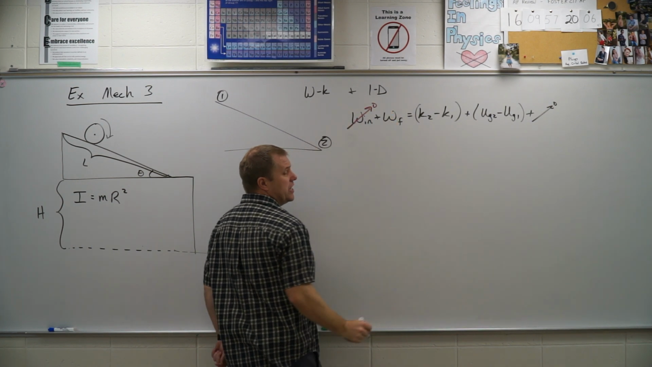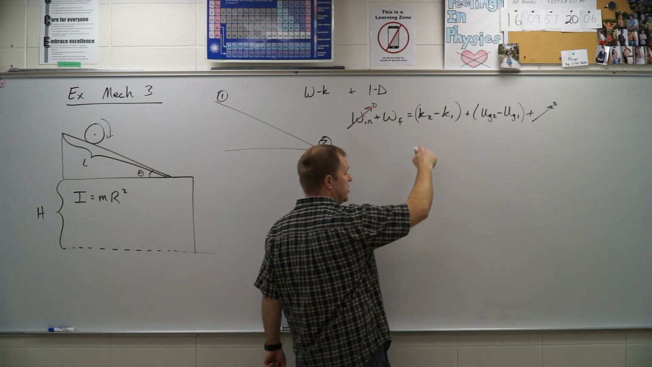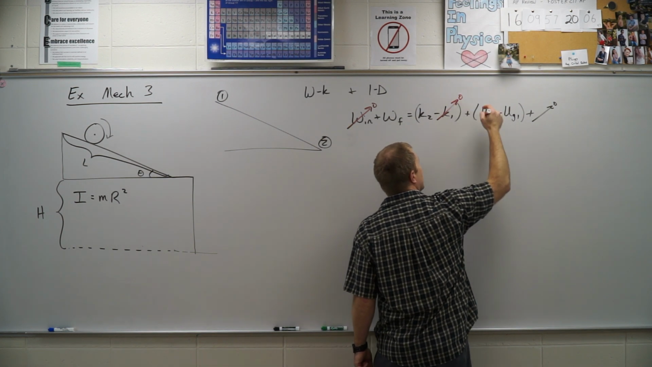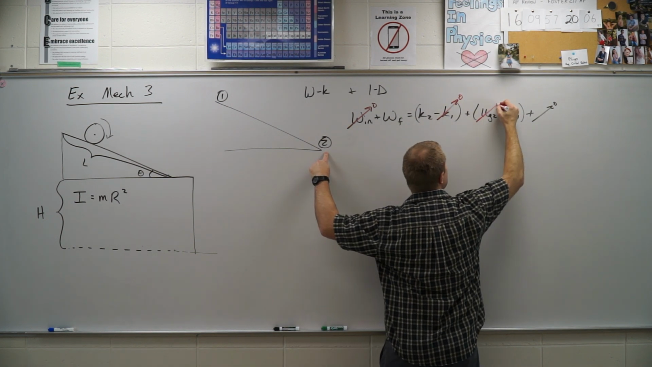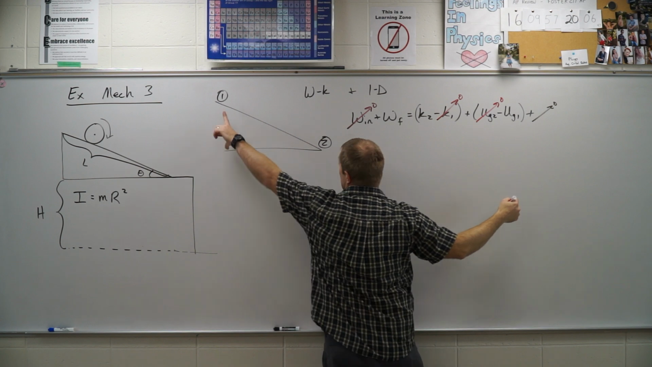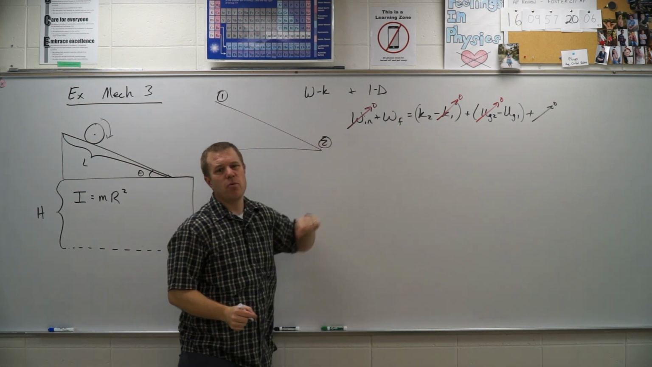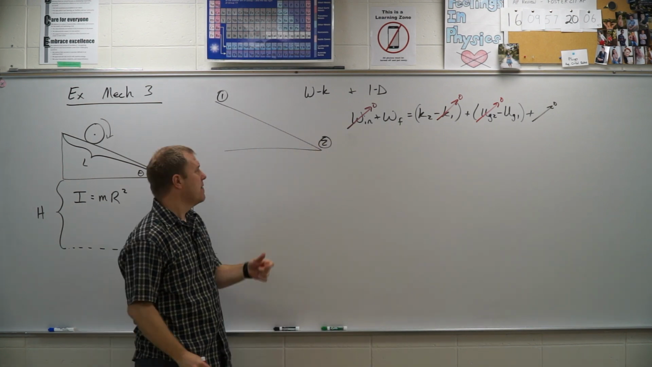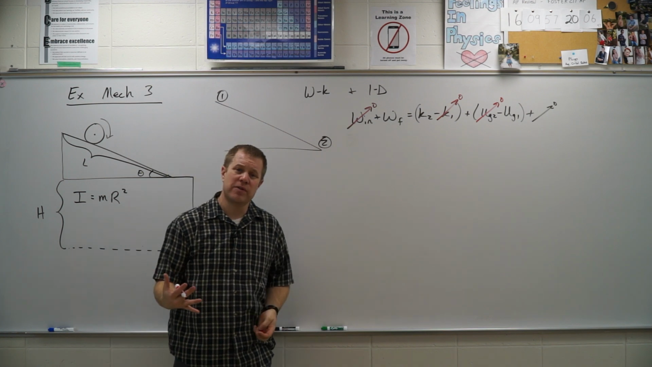No one is pushing on it. It's moving at the bottom, not at the start. The height at the bottom is going to be 0. The height at the top is not 0. Now I do have one more up here, work done by friction. And there is friction because it's rolling without slipping.